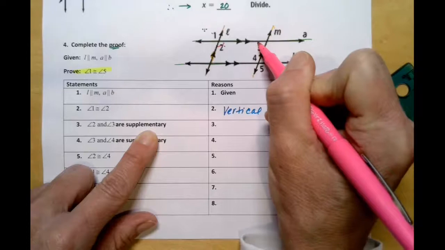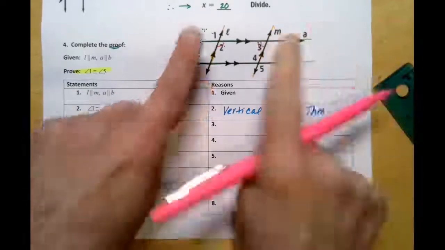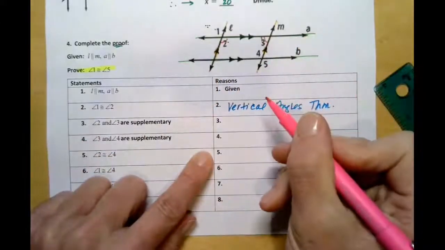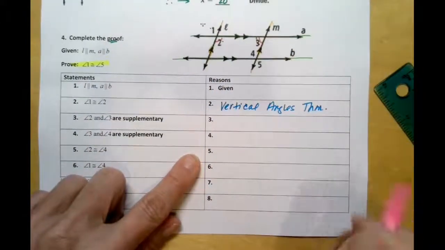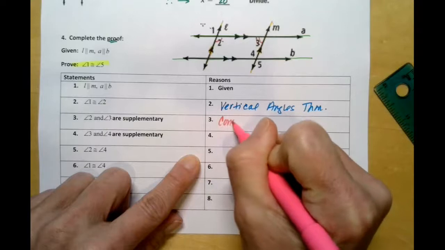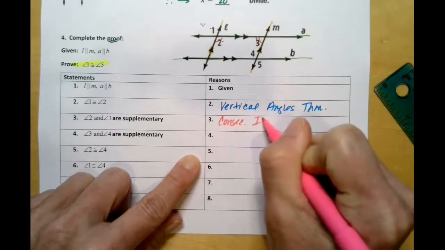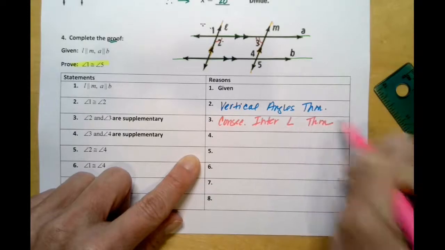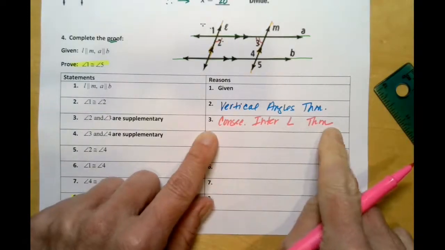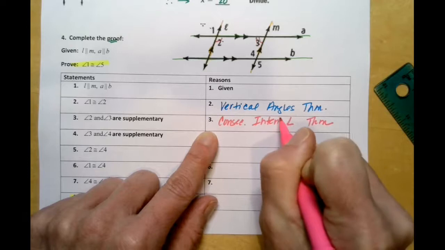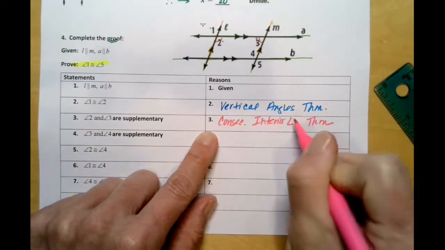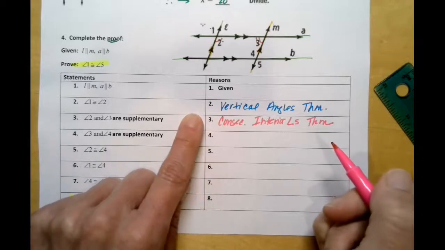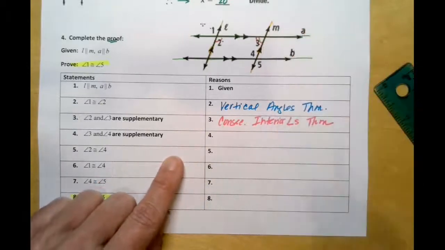So if I have these two parallel lines and this transversal, guess what? Those are consecutive interior angles theorem. Our consecutive interior angles theorem. Consecutive interior angles theorem. So they're going to be supplementary. Okay. All right. I see you.